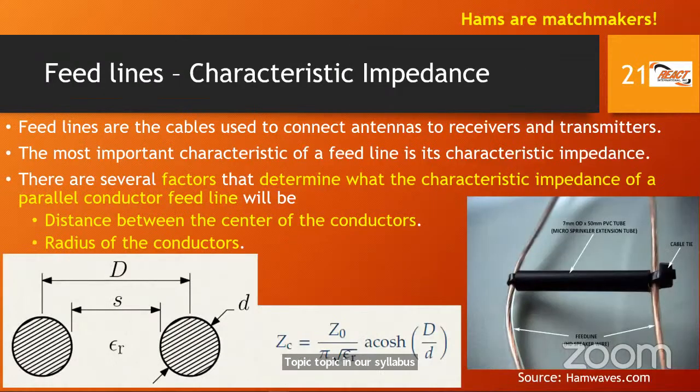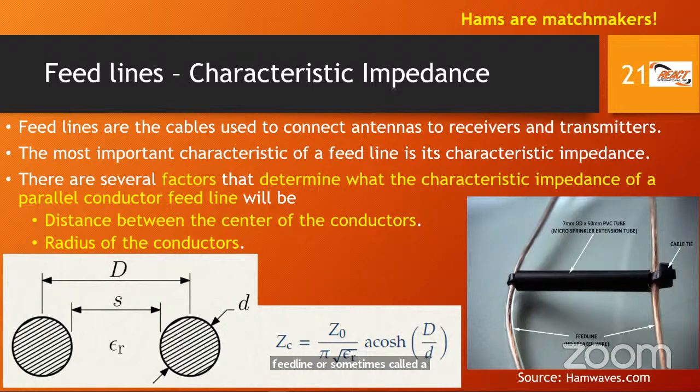All right. So we're now talking about feed lines. Now the question is, what is a feed line? Sometimes also called a transmission line. And that is simply the cable that we will use to connect our radio to our antenna. So we must connect the radio to the antenna somehow. And that cable or that line is called a feed line, or sometimes called a transmission line.